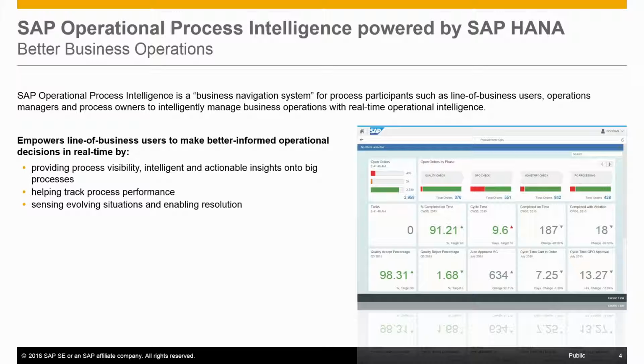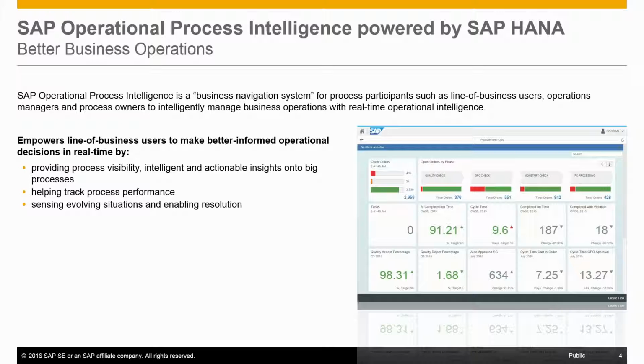So how does SAP Operational Process Intelligence empower them to make these operational decisions in real time? Well, there are three aspects that it focuses on. First, providing real-time process visibility, intelligent and actionable insights onto big processes that are critical for business, processes that span across multiple systems and involve people across departments.